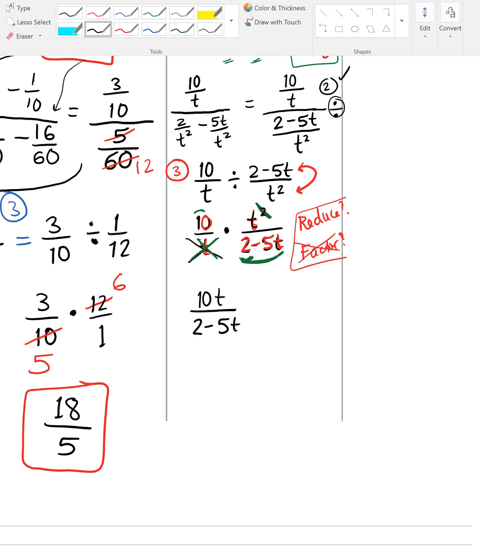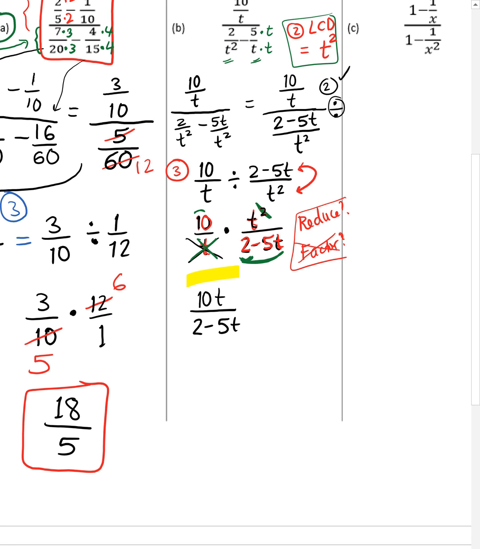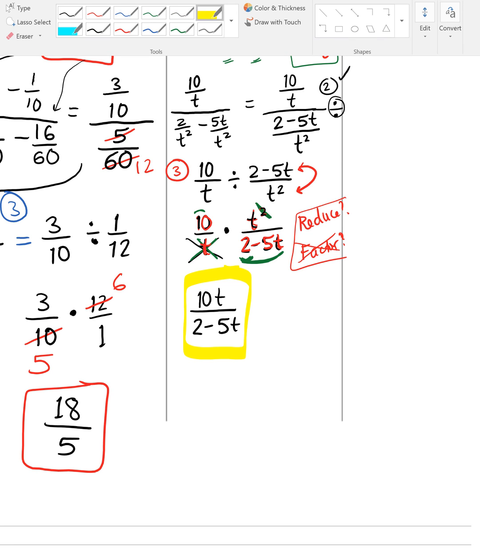And that one, it seems like I can reduce because I have a 10 on the top, a 2 on the bottom. Those seem like they reduce, or the 10 and the 5. But keep in mind, 2 minus 5t, that's all part of one factor. You cannot cancel one part of it with the numerator. That's as good as it gets right there, unfortunately.